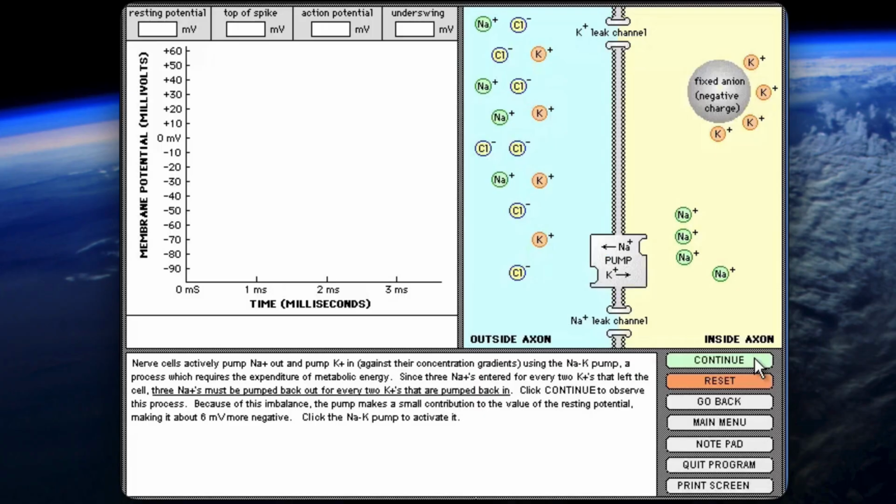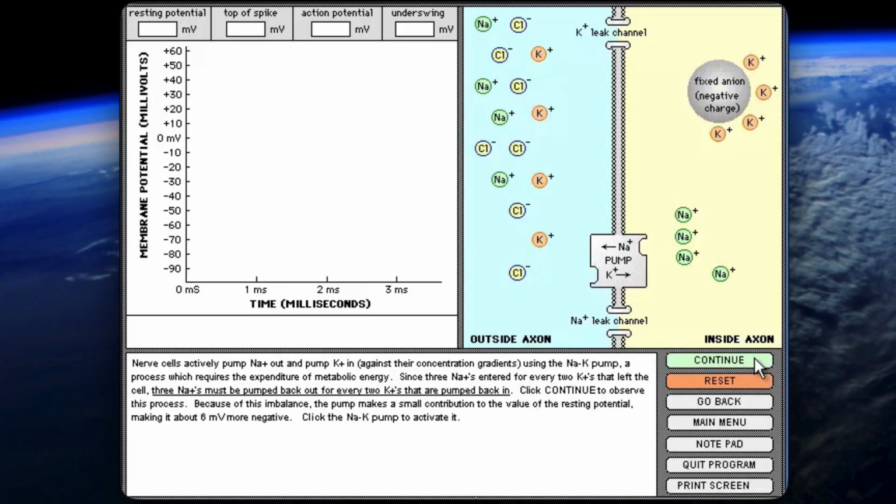Nerve cells actively pump sodium out and pump potassium in against their concentration gradients using the sodium-potassium pump, a process which requires the expenditure of metabolic energy. Since 3 sodiums entered for every 2 potassiums that left the cell, 3 sodiums must be pumped back out for every 2 potassiums that are pumped back in. Because of this imbalance, the pump makes a small contribution to the value of the resting potential, making it about 6 millivolts more negative.